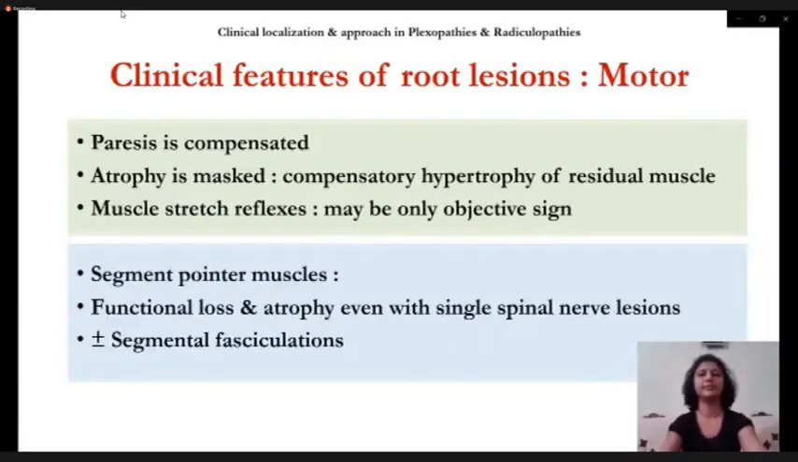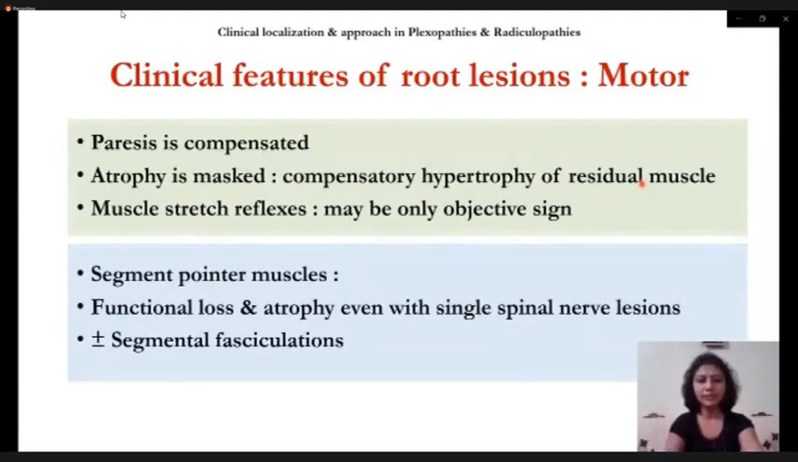So, the clinical symptoms and signs are not different from that of other peripheral nervous system disorders, and they include positive and negative sensory and motor symptoms and signs. But a defect in a single spinal root is compensated in the majority of the muscles by impulses that are transmitted through the adjacent roots. This explains why paresis is often compensated and atrophy is often masked or appears insignificant because of compensatory hypertrophy of the residual muscle.